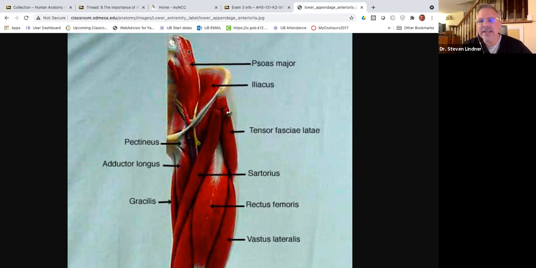This muscle here brings me a lot of patients to the office, especially athletes, because when they do sit-ups, they tend to bulge and herniate discs, and the psoas major is one of those triggers. The iliacus originates on the iliac fossa, right?